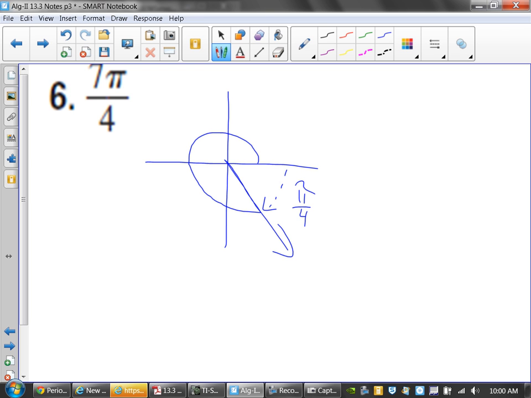A real easy thing to think about here: how did you get pi over 4? Because you want to get to 2 pi. Remember, you want to get to 2 pi here. 7 pi over 4 is 1 pi over 4 away from 8 pi over 4. Otherwise known as 2 pi. Okay?